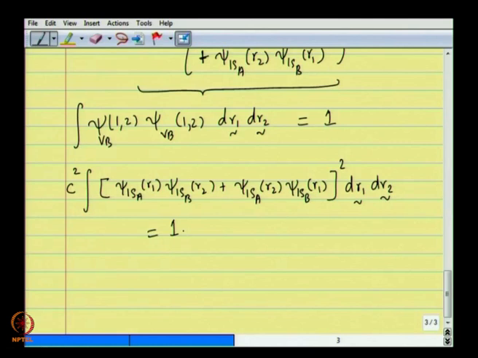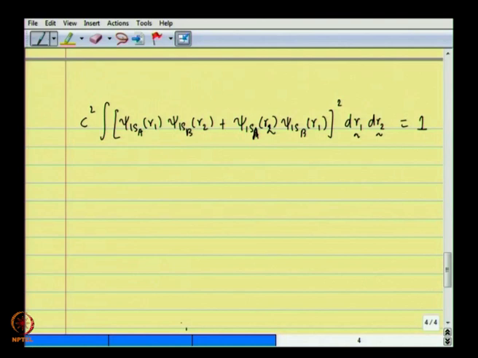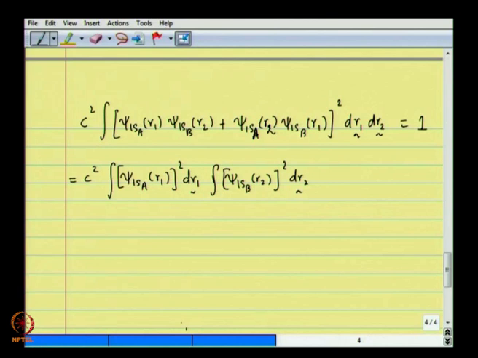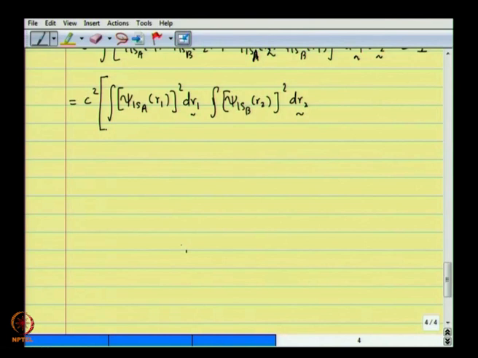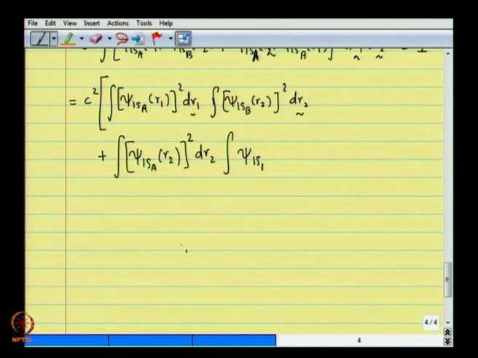That is the total space for both the electrons, and that should be 1, which tells us immediately that we can write this as 4 integrals. So, expand this, we will get 4 terms. c square, the integral psi 1s a r 1 square d r 1 times psi 1s b r 2 squared d r 2. That is the first term, and the other three terms are the integral psi 1s a r 2 squared d r 2, and psi 1s b r 1 squared, and integrate that over the d r 1.